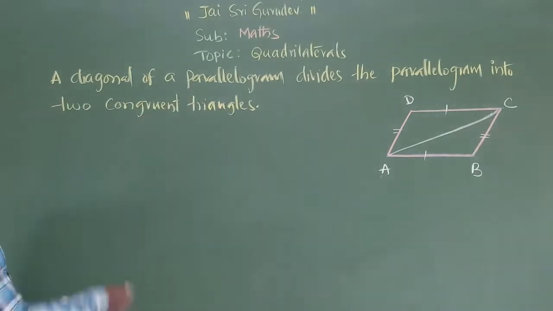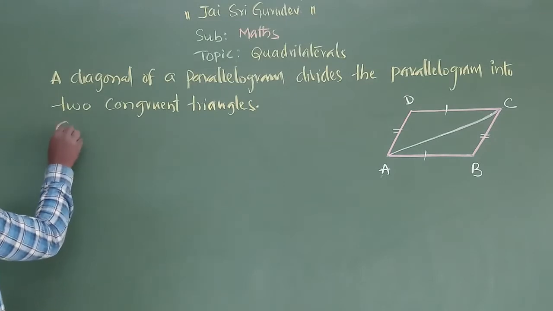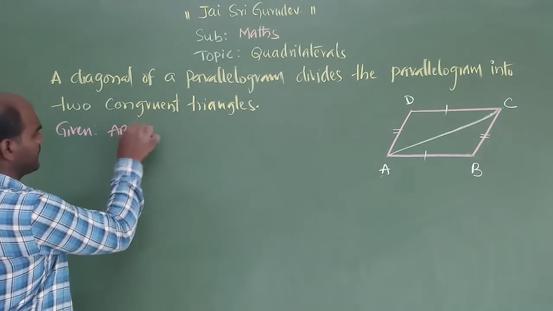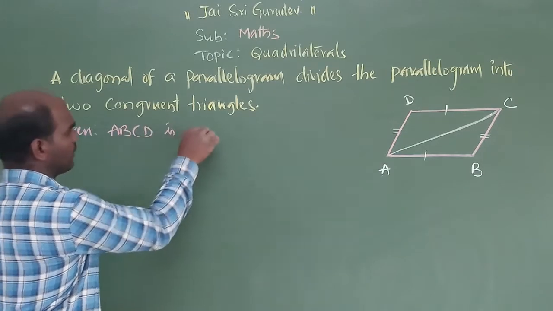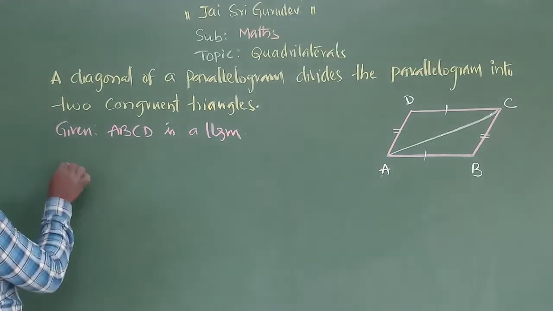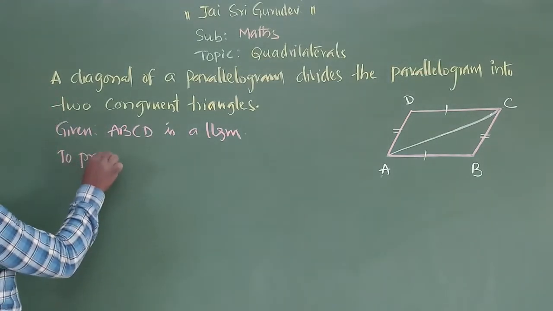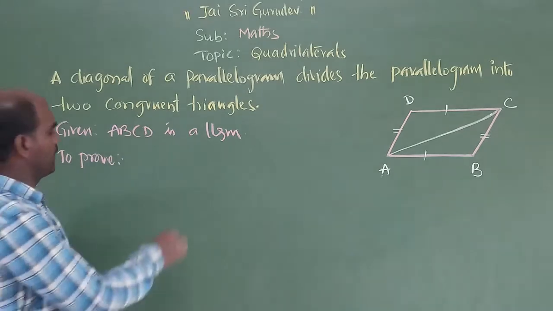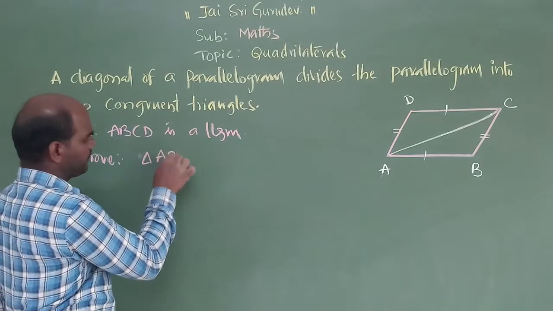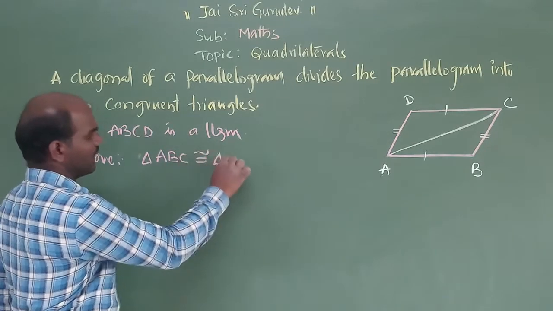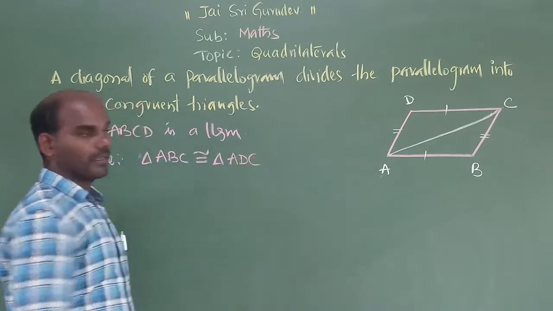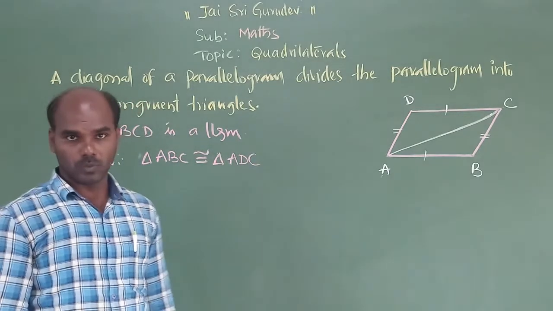Okay, so now we are going to the proof. What is given, children? ABCD is a parallelogram. Okay, then what is to prove? What do you want to prove, children? Triangle ABC is congruent to triangle ADC. Okay, so that is what is required to prove.